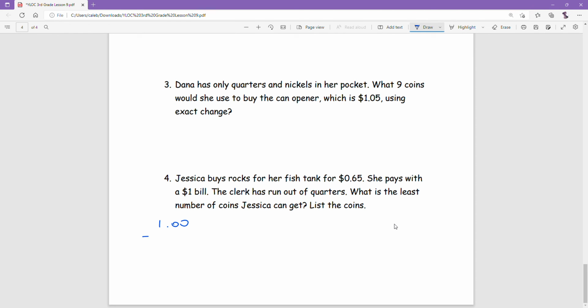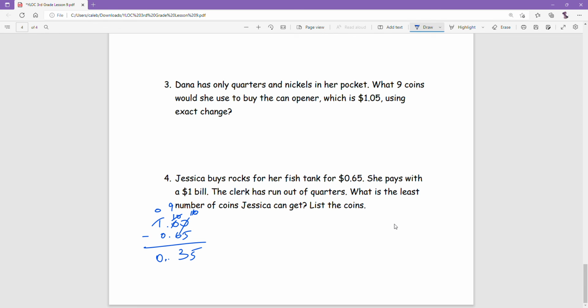So it's $1 minus 65 cents. 0 minus 5, we can't do that. We can't do 0 minus 6, so we're going to have to borrow from the 1, change it to 0. Change the 0 to 10, but we still need to borrow, so we're going to change it to 9. Change the 0 to 10. 10 minus 5 is 5. 9 minus 6 is 3. So she needs to get 35 cents.